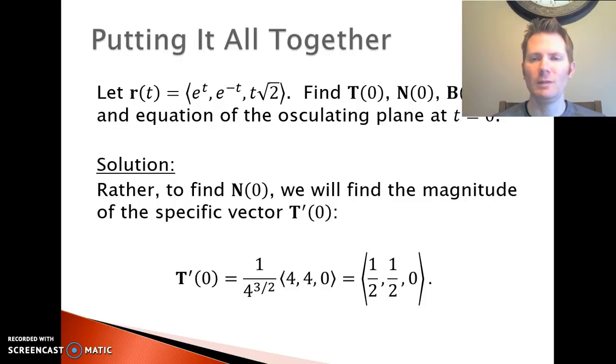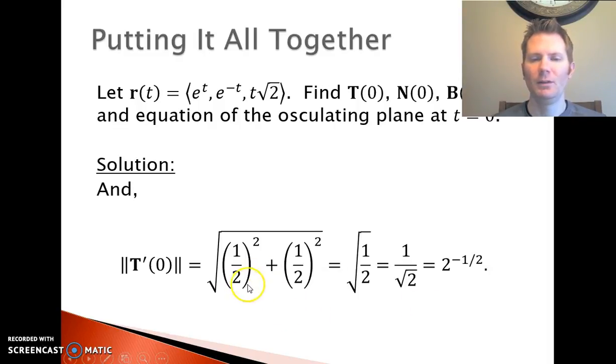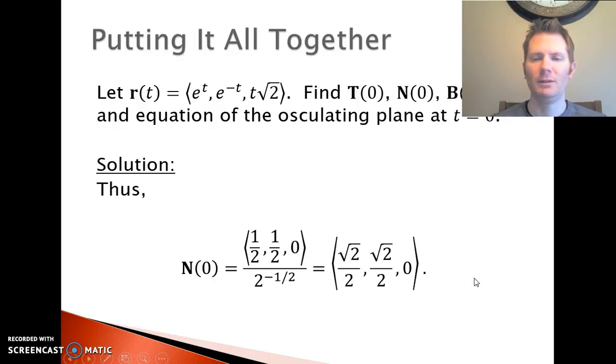And so N of 0 requires us to divide T prime of 0 by the magnitude of T prime of 0. So we can take the magnitude of that vector by squaring each component and taking the square root. So 1/2 squared plus 1/2 squared gives us 1/2. The square root of 1/2 is 1 over square root of 2, or 2 to the negative 1/2. And so last step, N of 0 would be to take T prime of 0 divided by the magnitude we just found, and if you simplify that, it's square root 2 over 2, square root 2 over 2, 0.